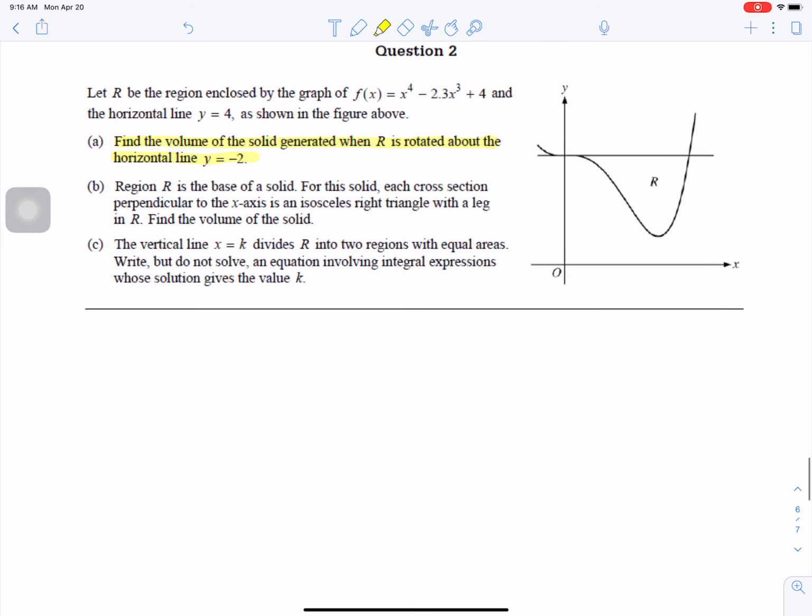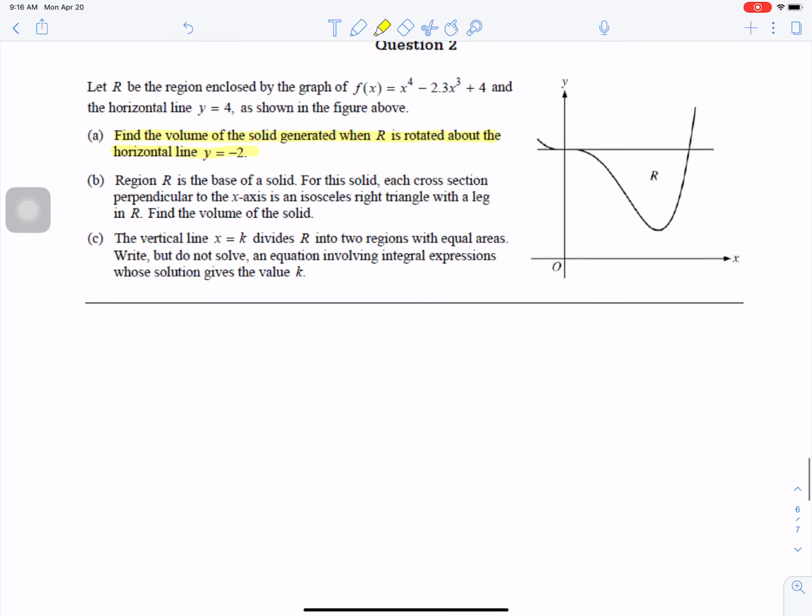Let R be the region enclosed by that function and the horizontal line. So if I'm looking at this section, this section is y equals 4, and my function, or my g of x, I should say, is x to the 4th minus 2.3 x cubed plus 4.